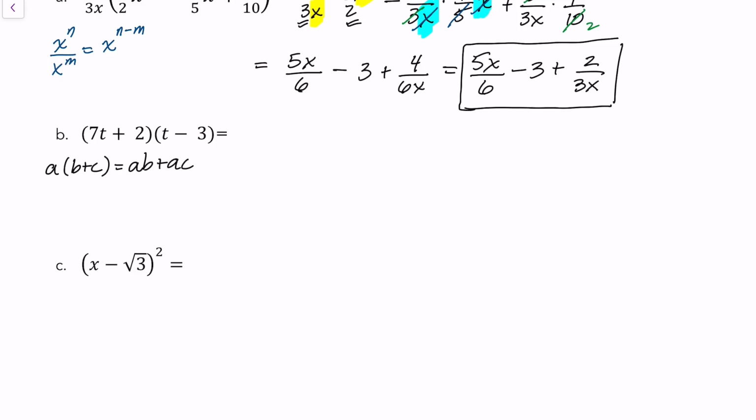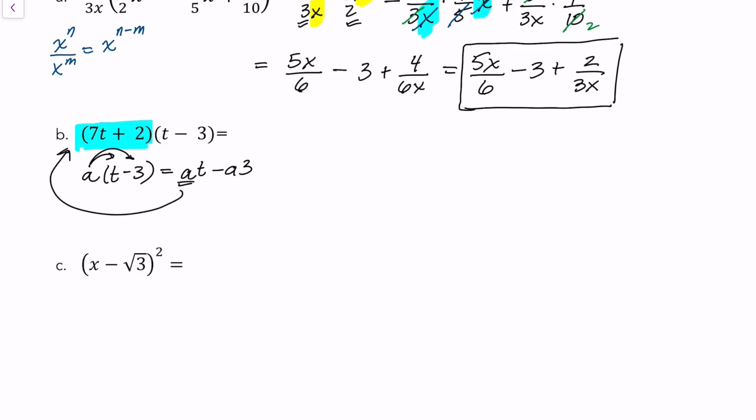Now I want you to think of this whole term over here as some A, and then you're going to leave the rest intact, so t minus 3. So what we have to do is distribute this term to get A times t minus A times 3. But our A, remember, was essentially all this expression over here. So that is what we're going to do over here.